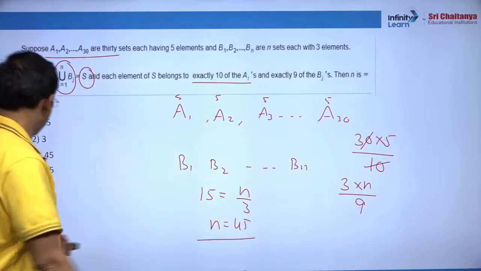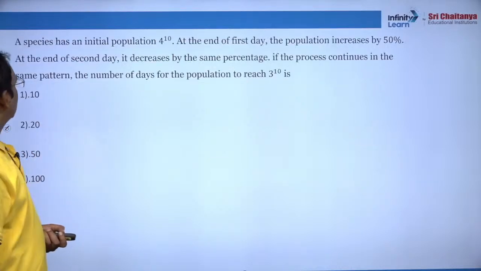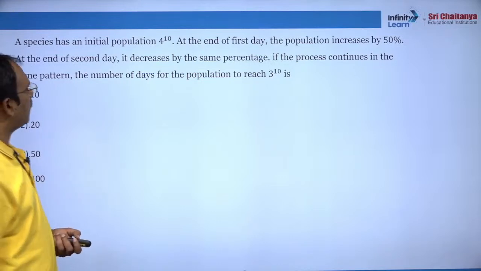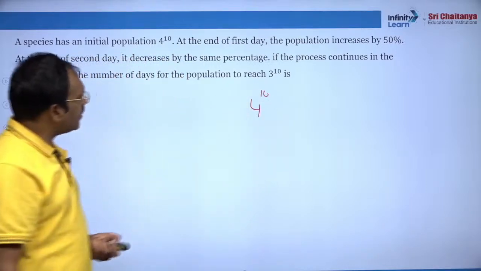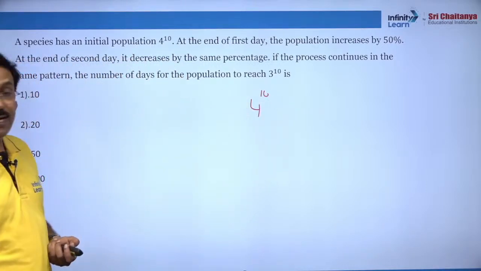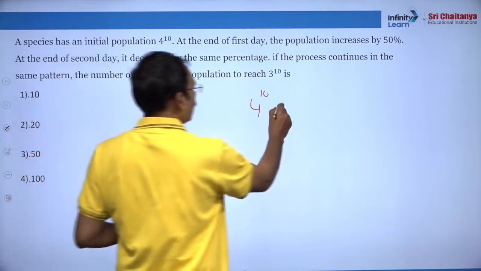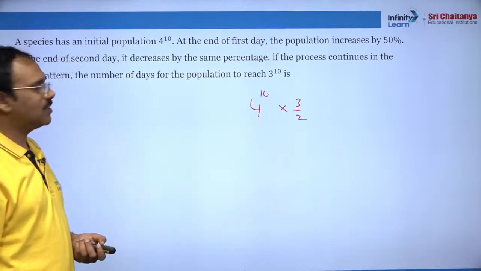Right? It's a simple one, that's all. Next, my dear friends, a species has an initial population of 4/10. At the end of the first day, the population increases by 50%. That means this plus 50%, we can write it as 3/2, because 150 by 100 is 3/2.